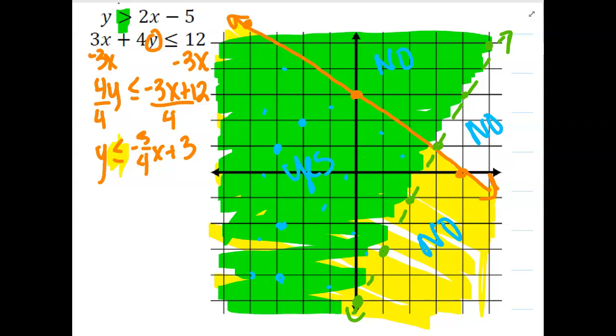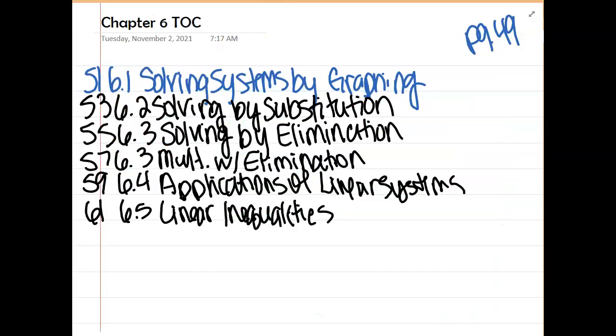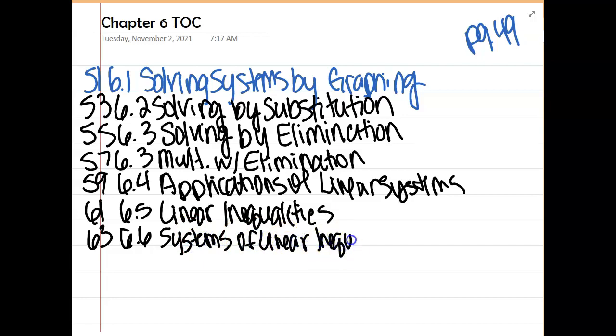Okay? All right, let's get this glued in. This should be our last section in chapter 6. It's going to be section 6.6, and it is systems of linear inequalities.